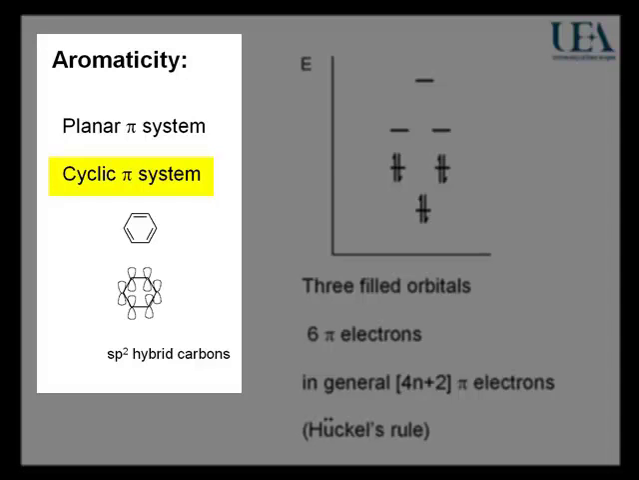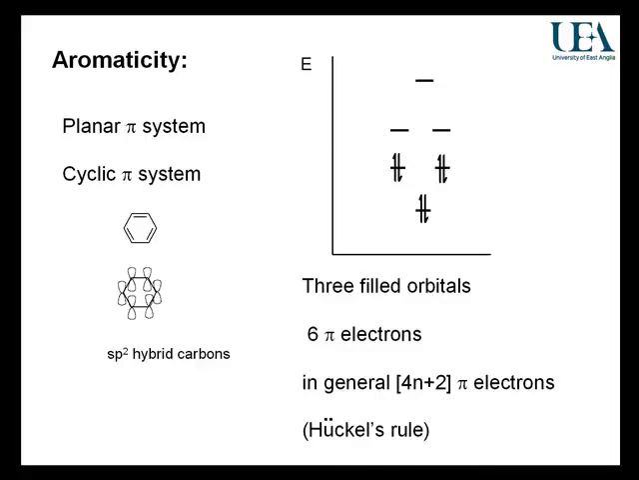So aromatic compounds are cyclic pi systems and conjugated, and they're planar, they're flat. This whole concept of conjugation means that these p orbitals are overlapping. For them to overlap, they need to be lined up together. And if they're lined up together, their nodal planes are lined up together. A flat, regular, hexagonal hydrocarbon. And there are 3 filled orbitals, and for this simplest example, there are just 6 pi electrons.